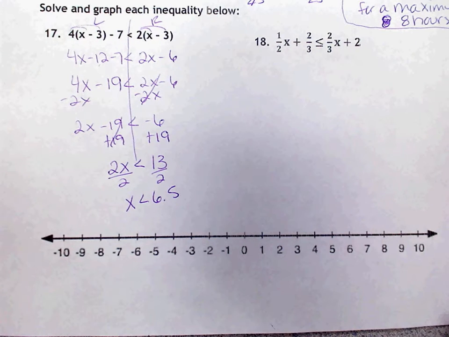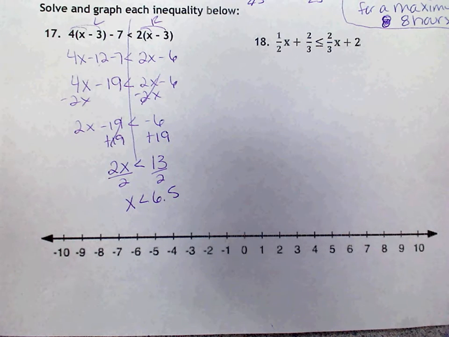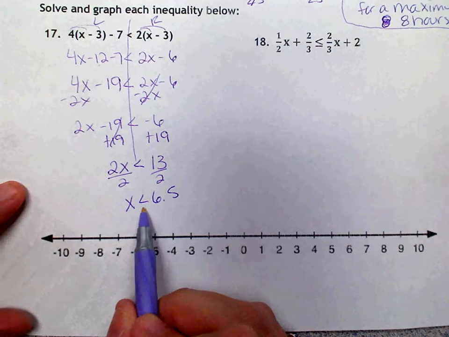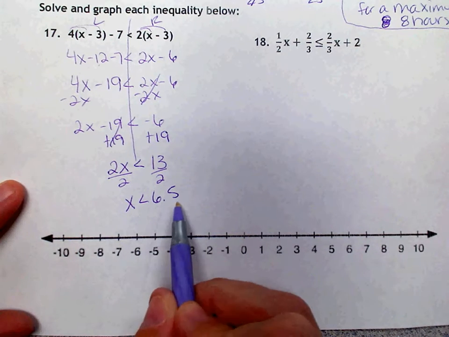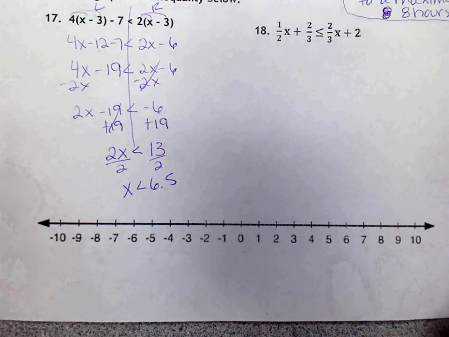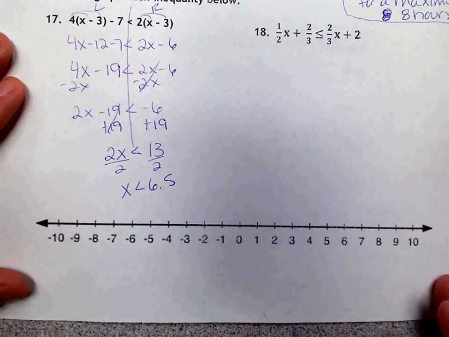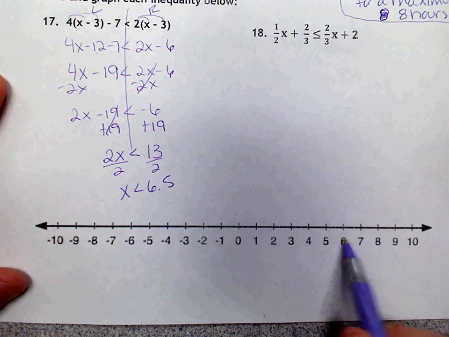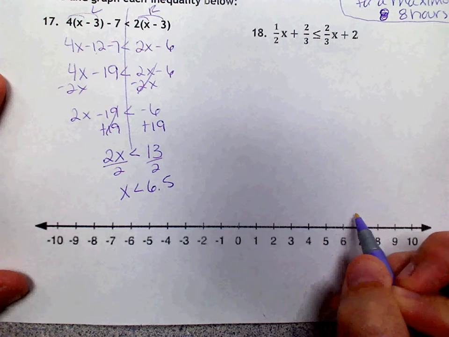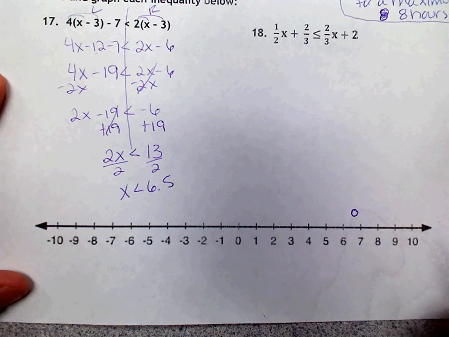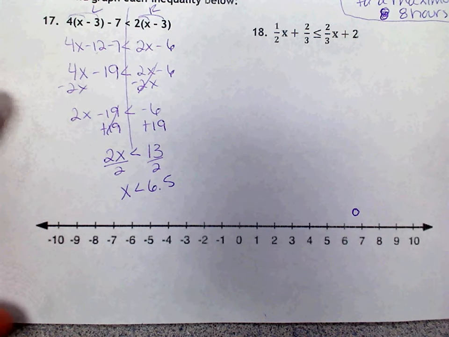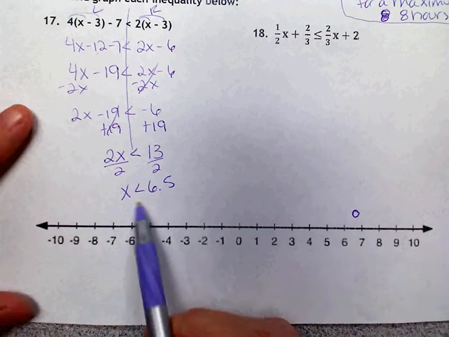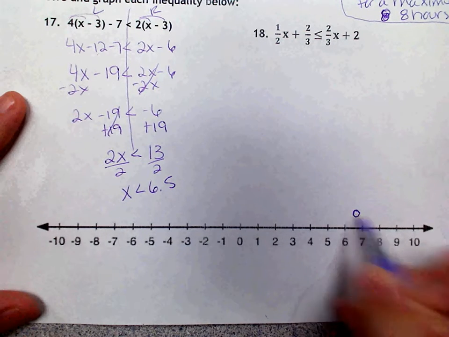Now to graph that then, we're going to put an open circle, because remember, if it doesn't have the line under it, it's an open circle. So an open circle at 6.5. So 6.5 is going to be between 6 and 7, so halfway between. So we're going to put our open circle here, and then we're going to shade. It's pointing to the variable. It's less than, so we're going to shade to the left.